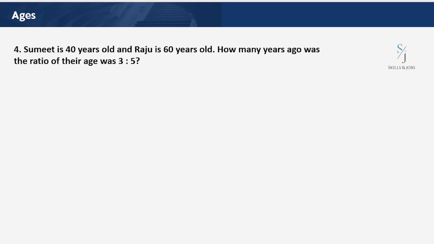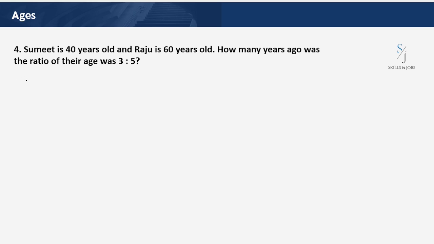Coming to the next example, example number 4. Now, Sumit is 40 years old and Raju is 60 years old. So their ages are already given. Their present age is already given. How many years ago was the ratio of their age 3:5? So we need to find out how many years ago their age ratio was 3:5.